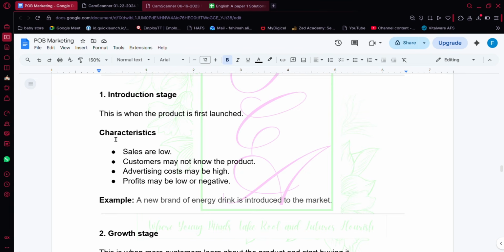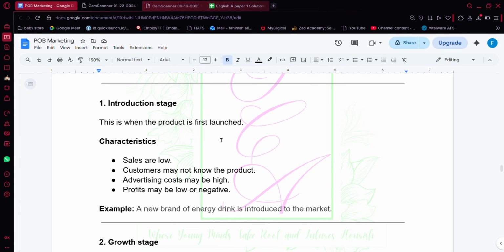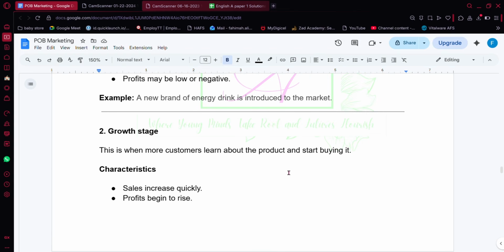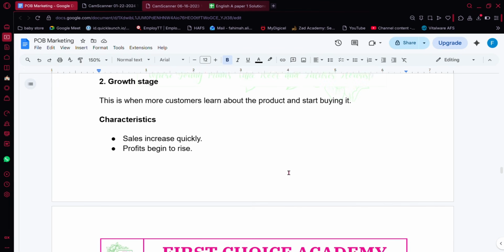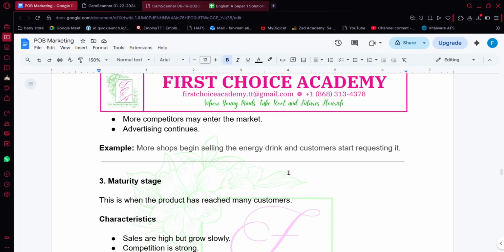So the introduction stage is when the product is first launched. The characteristics are sales are low, customers may not know the product, advertising costs may be high, profits may be low or negative. Growth stage. This is when more customers learn about the product and start buying it. So characteristics would be sales increase quickly, profits begin to rise, more competitors may enter the market, advertising continues.